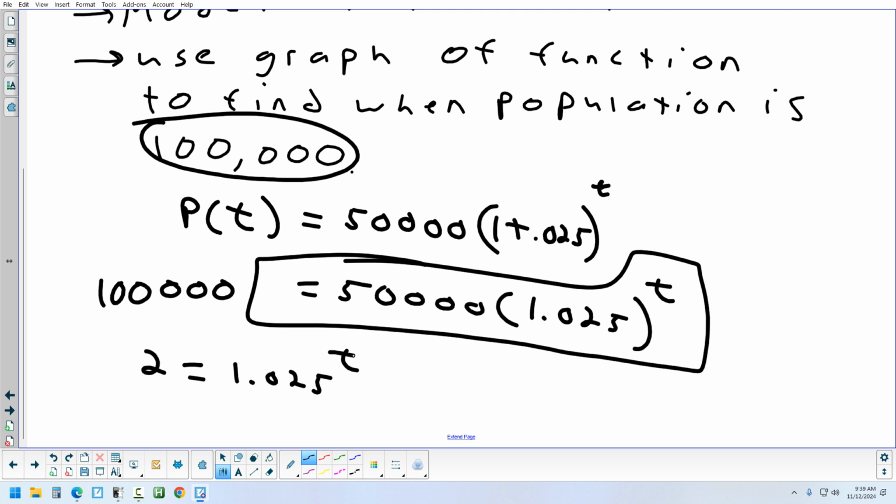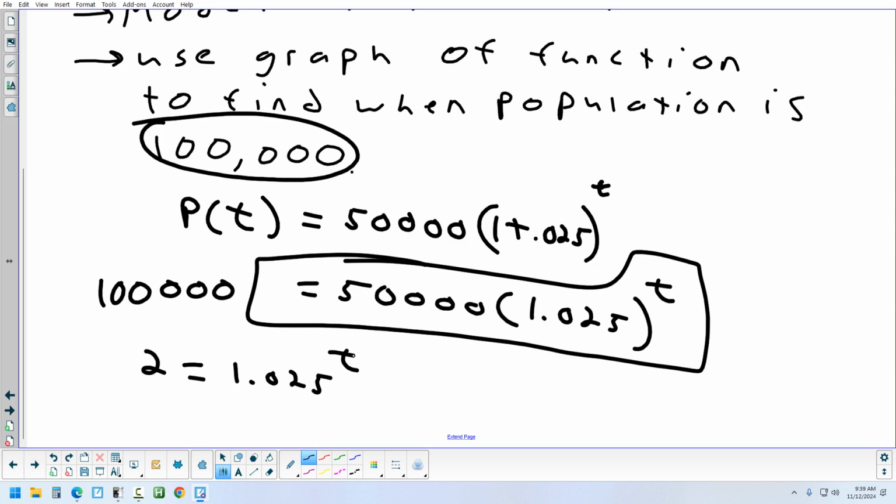Can you use like root t both sides? Well, then you need a logarithm to do that. Because we don't know what t is. Otherwise, yes, if that was a number, it would be a little different. Kind of stuck. No, there's another approach we can use. How else can we solve that?